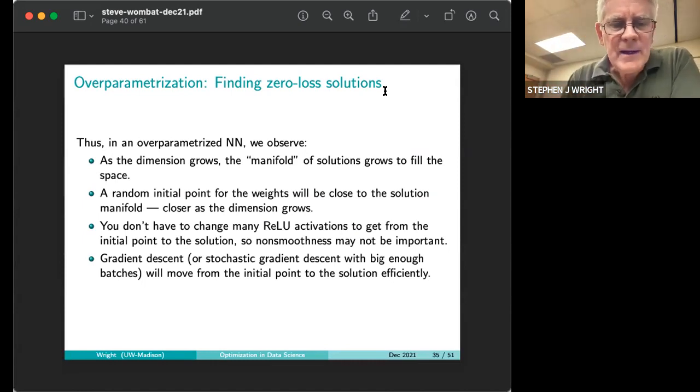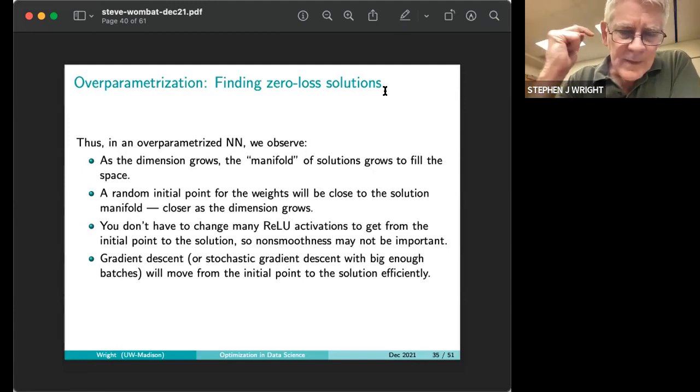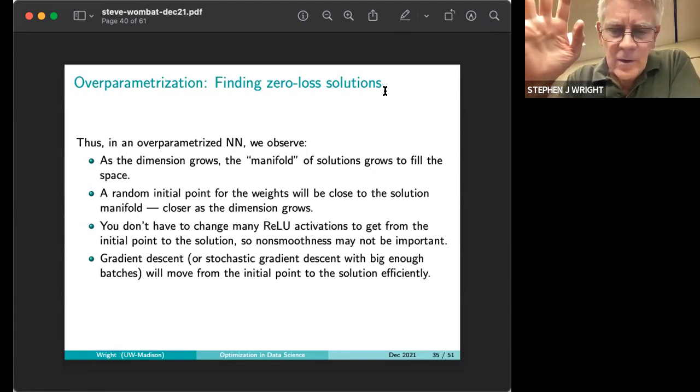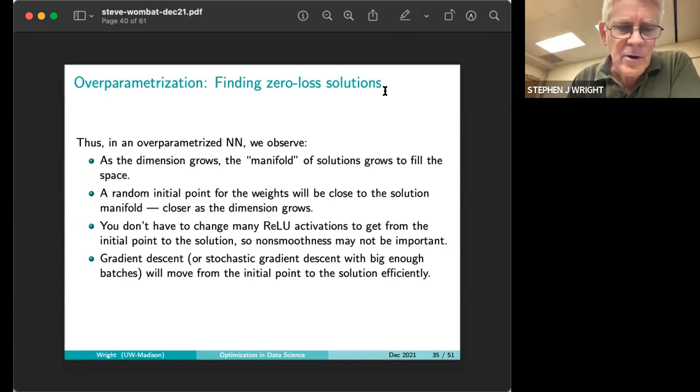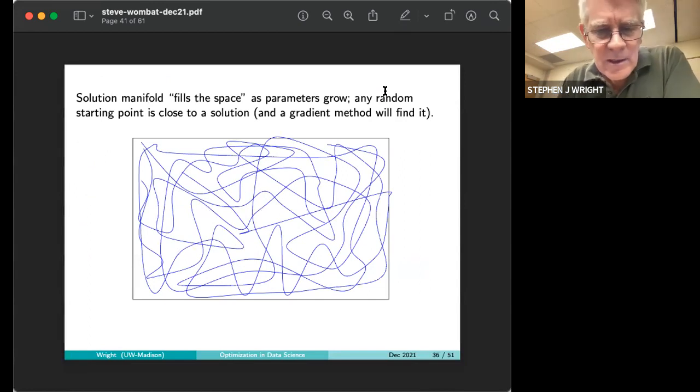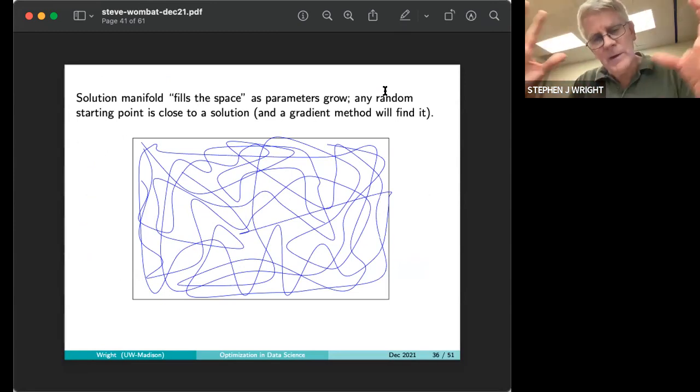But here is one perspective, and I think it accords with empirical observations and also has been verified in theory. The idea is that as you grow the number of parameters, you don't just have a single solution that fits the training data, you now have a whole manifold of solutions. And in fact, as you increase the dimension, the manifold of solutions seems to grow to fill the space. So you sort of have a picture like this. The blue line indicates all of the values of the parameters where the training data is fit perfectly, okay? And as you grow the parameter space, the blue line fills the parameter space.